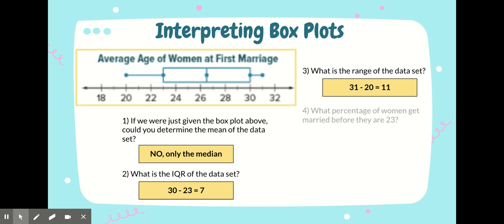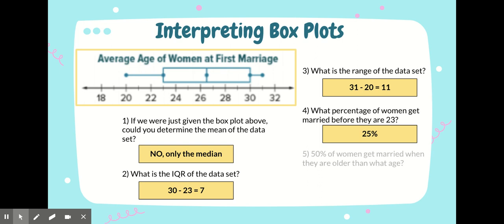What percentage of women get married before they are 23? So I'm looking at 23, and that's my quartile 1. So before, if it's represented and split up into quarters, that's 25% of women, on average in all the 8 countries, get married before they are 23. 50% of women get married when they are older than what age? Well, this is the upper 50% of the data. So looking at this median or quartile 2, I have 26.5 years old.